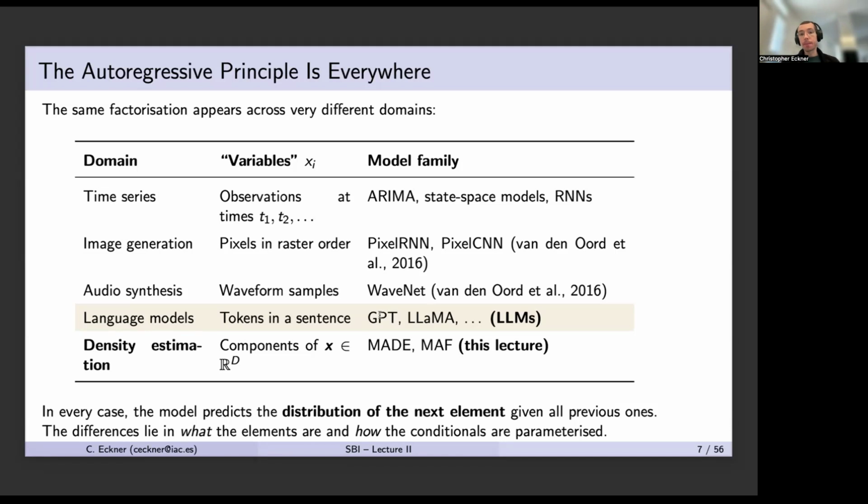All of these use this autoregressive scheme to predict what is the next token in your series of tokens. And you can also use this for density estimation, as I said, where your components would be the parameters of your model, and we'll go into more detail on what the different types for this particular normalizing flow scheme are.